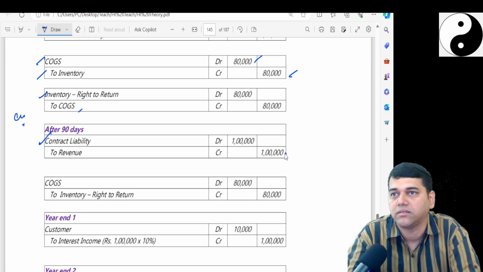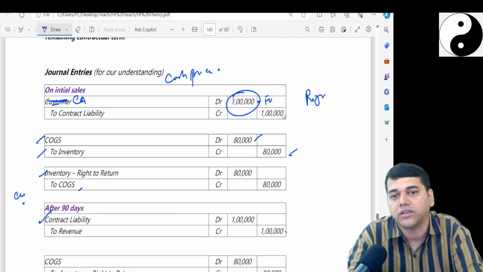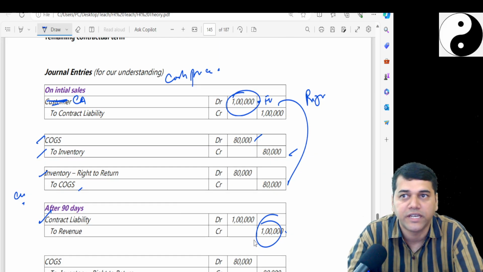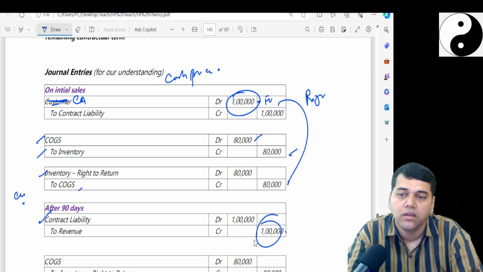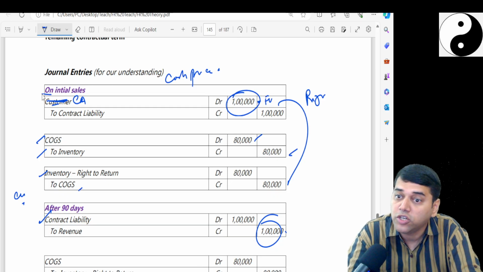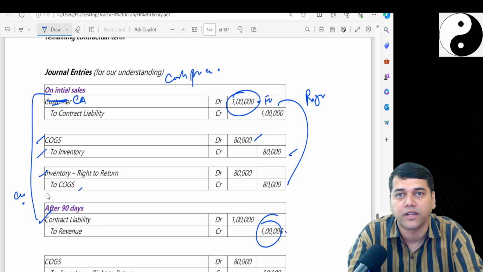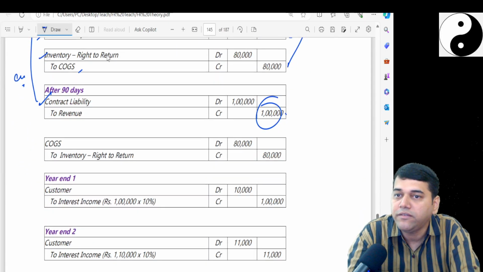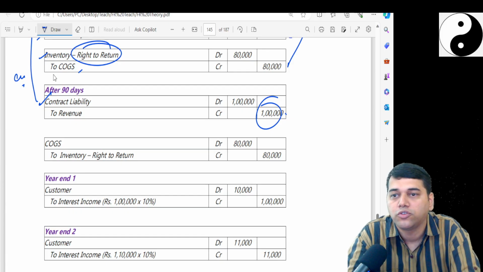How much? 1 lakh. See, if you say 80,000, how can you take 1 lakh to the revenue then? What will you do with the extra amount? So it should be at a fair value on the date of transaction. This is told by the sale with right to return accounting. Now, the moment after 90 days, the right to return is gone. So you reverse this entry.